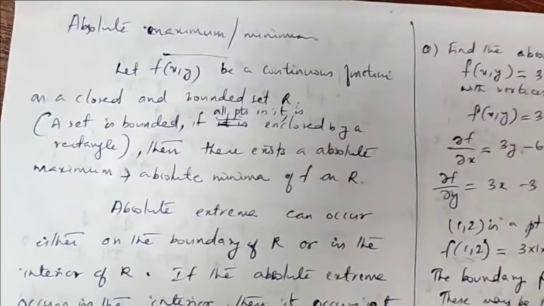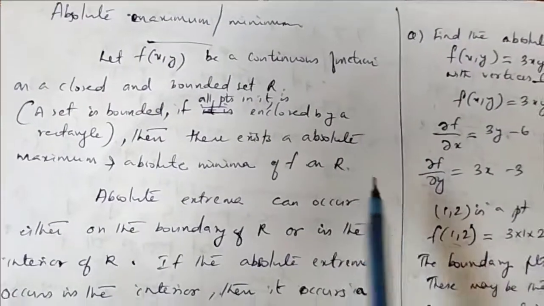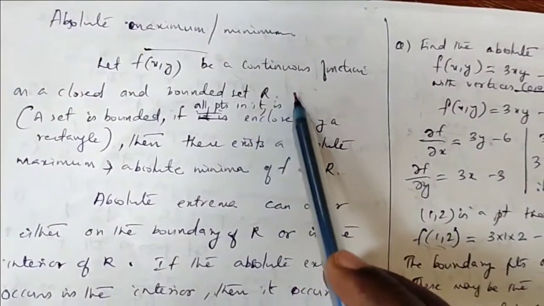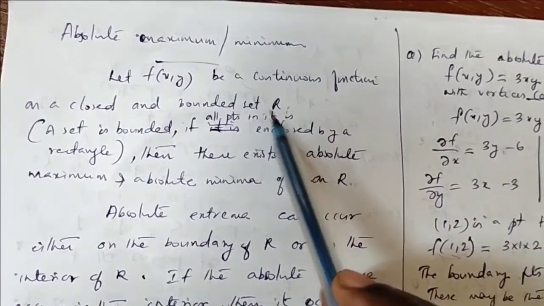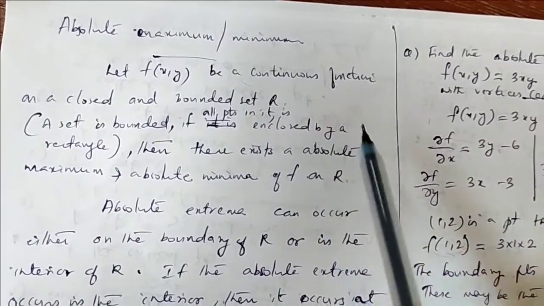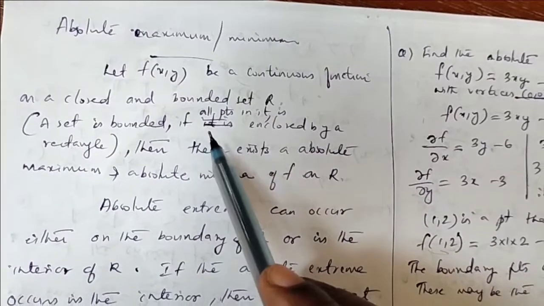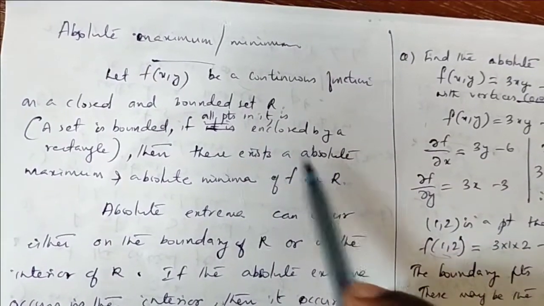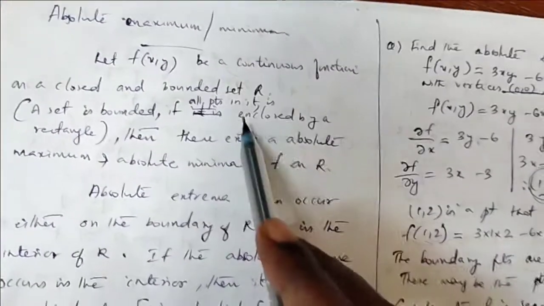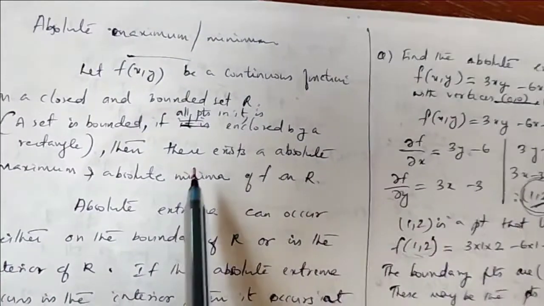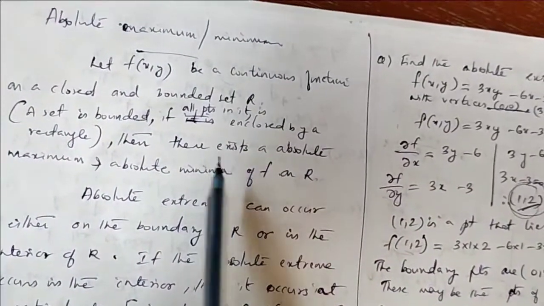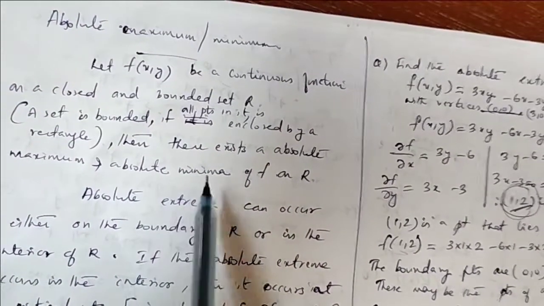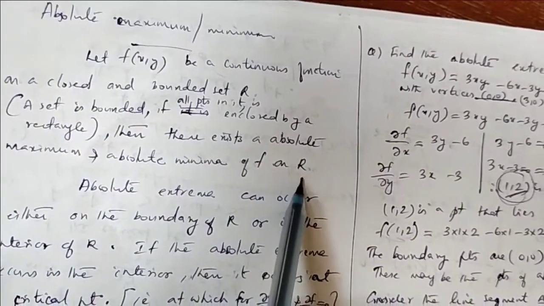So next is absolute extrema, or maxima and minima. Let f(x,y) be a continuous function on a closed and bounded set R. A set is bounded if all points in it are enclosed by a rectangle; then it is called a bounded set. So if f(x,y) is a continuous function on R, then there exists an absolute maximum and absolute minimum of f on R.